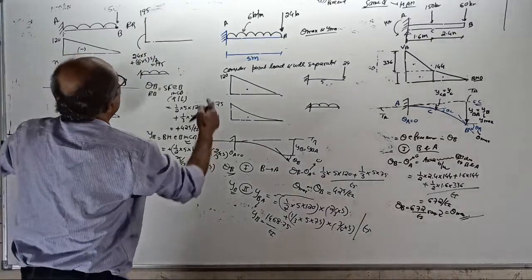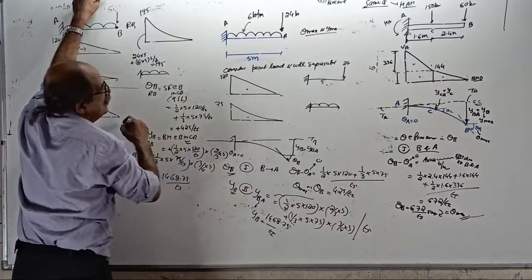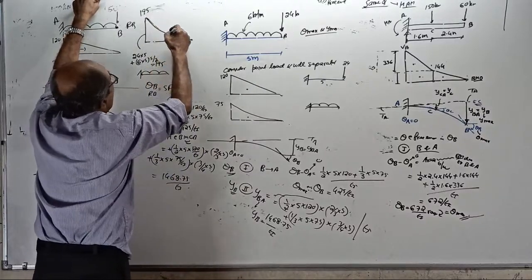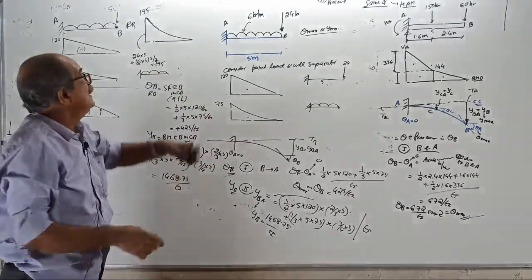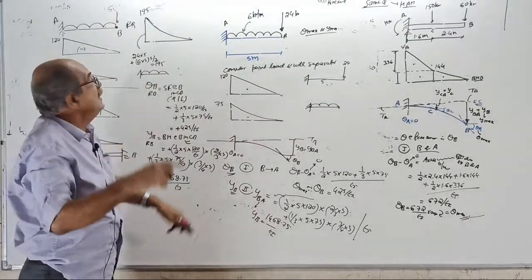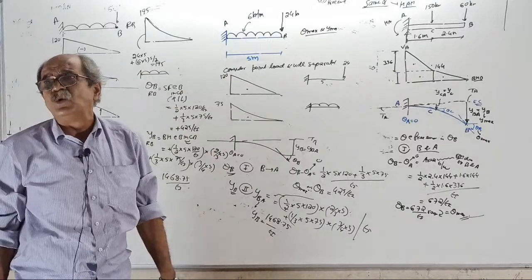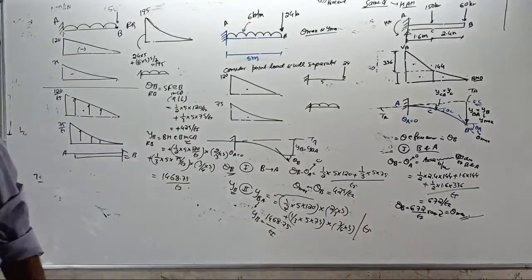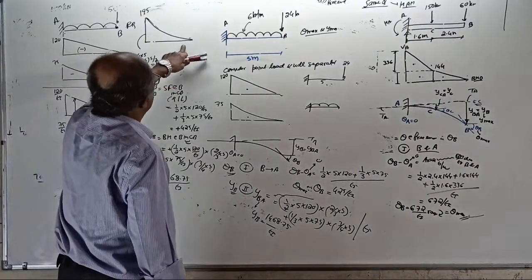195. Then they will tell UDL is there, joined by a parabola. Now, this parabola and this parabola, both are the same parabola. Tell me, this is the parabola for a cantilever with only UDL. This is the parabola for a cantilever with the UDL and point load. Both are the same or different? They are different. Actually, they are not the same.